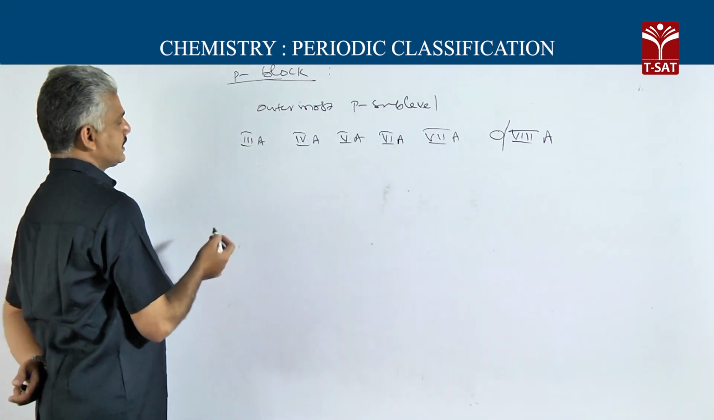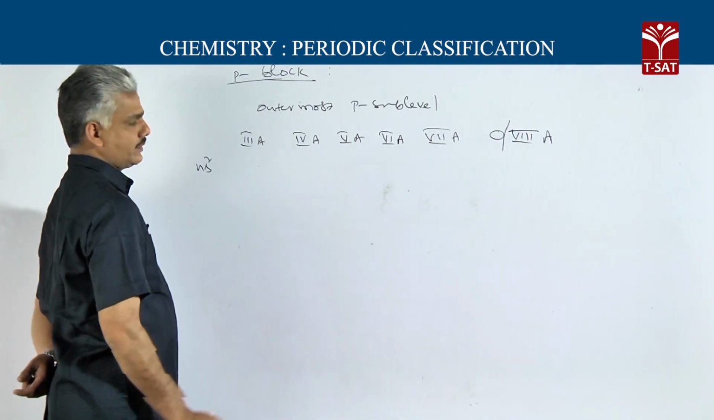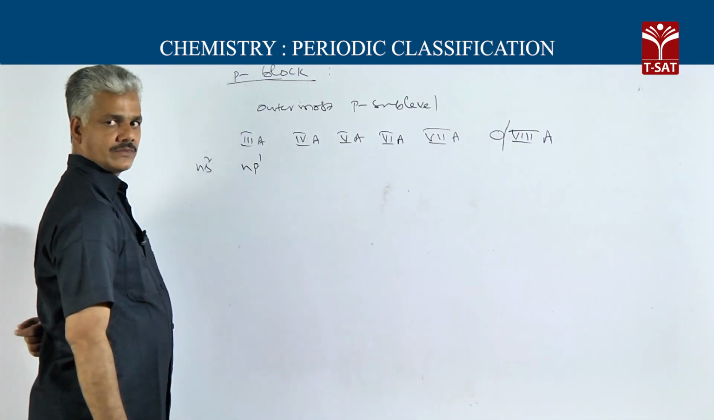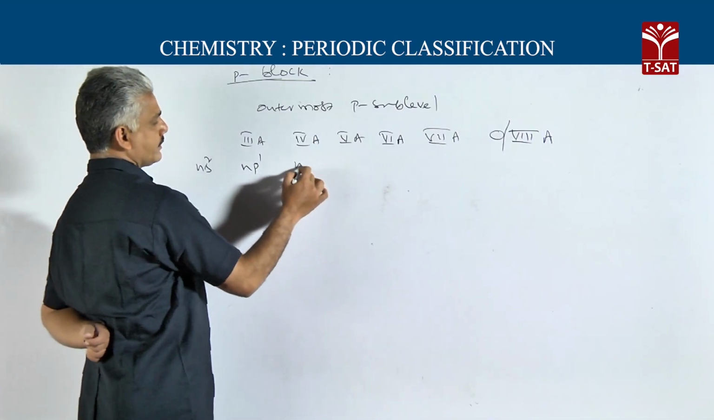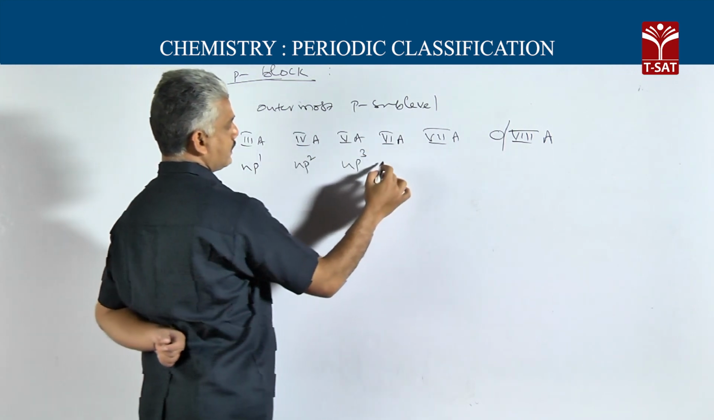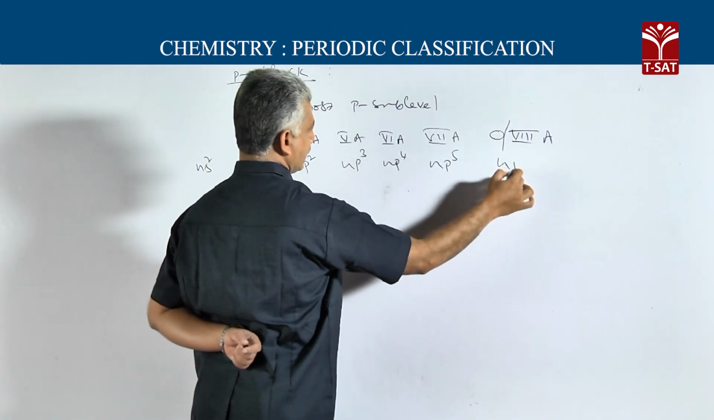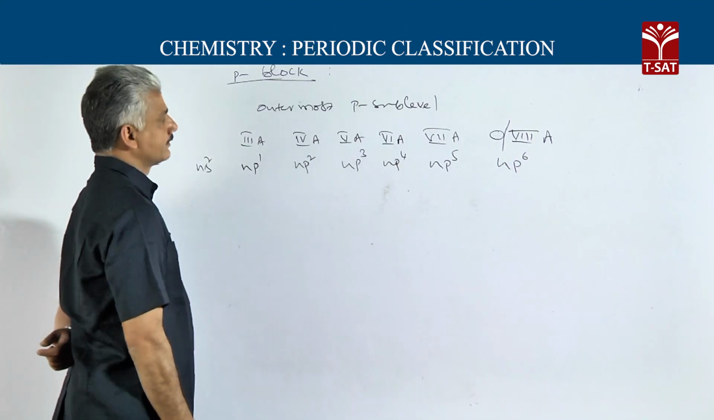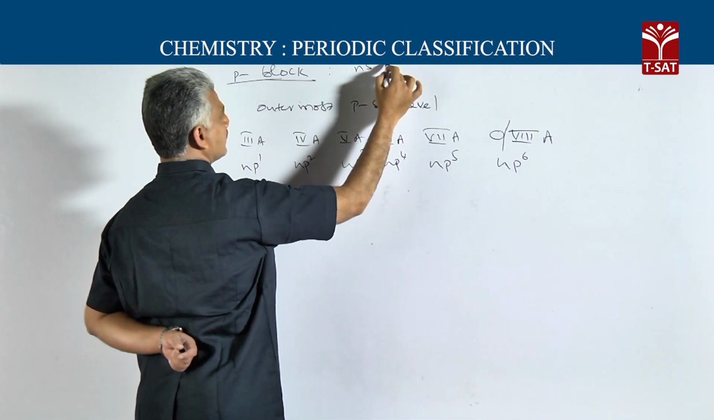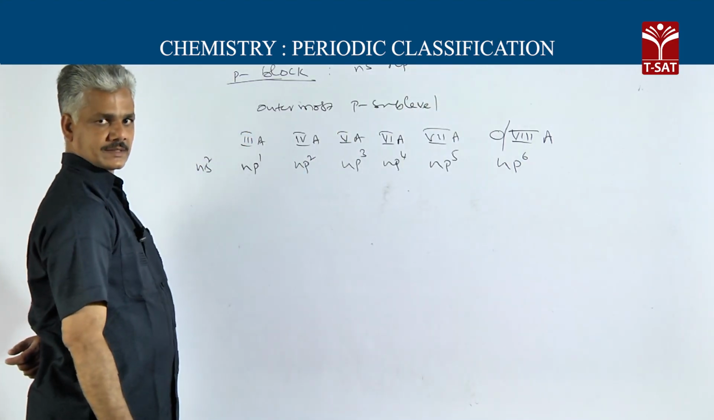The general configuration ns2 is common for all the p block groups. For the 3rd A group, the continuing configuration will be np1. In 4th A, it is np2, 5th A, np3, then np4, np5 and np6. Therefore, the p block general configuration can be represented as ns2 np1 to 6.